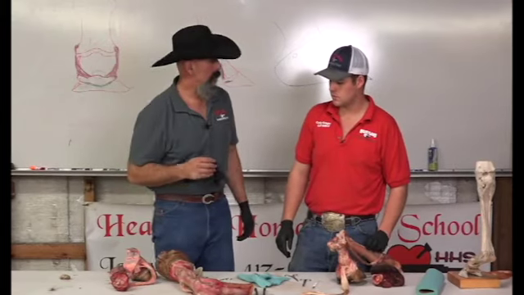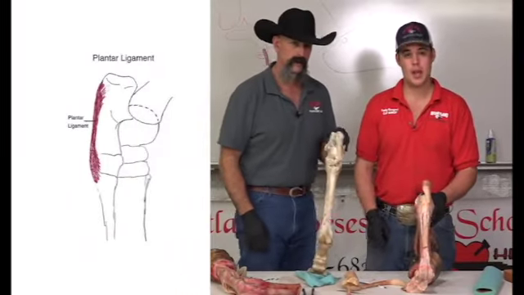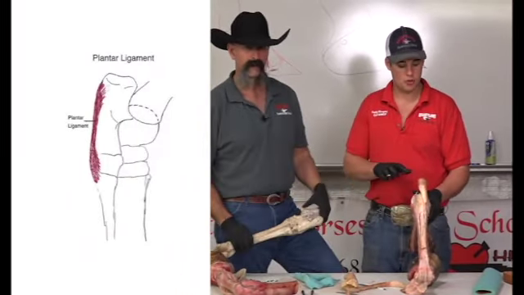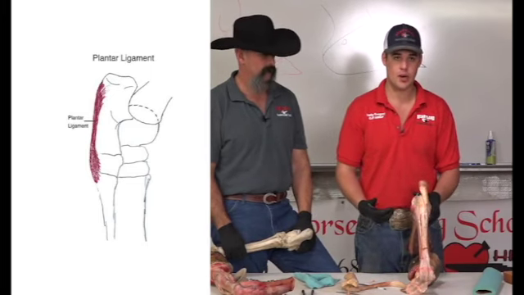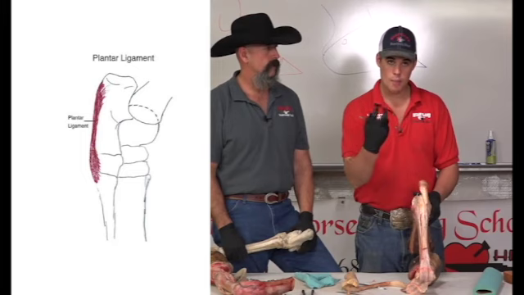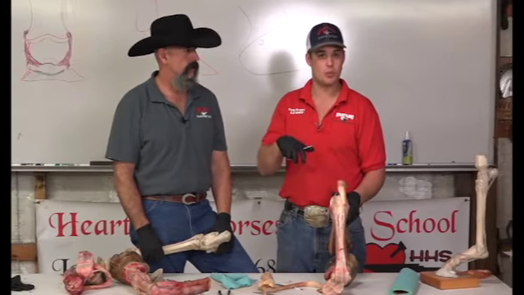Why don't you do the plantar ligament for us real quick, Cody? So the plantar ligament is a really cool ligament to me. Anytime that you have an extreme amount of force pulling up, you need an equal amount of strength pulling down. So a good example of this is our sesamoidian ligaments. The way that they are, the straight and the oblique, they pull down on the sesamoids where the suspensory ligament will pull up on it.